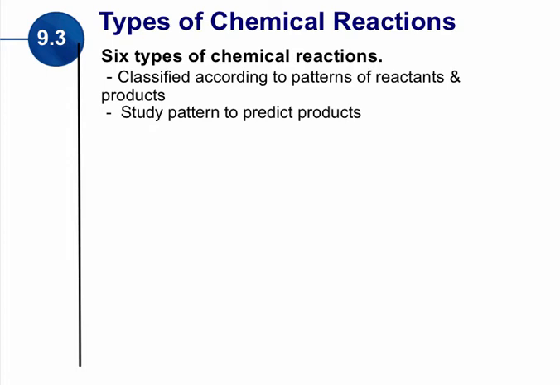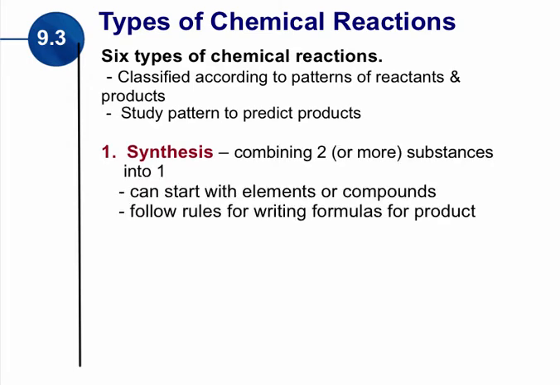And in chemistry, what we really want to be able to do is take 2 or more reactants and be able to predict what we're going to get. And science is all about prediction. Well, the first type of reaction is the easiest type. It is called a synthesis. And a synthesis reaction is when we have 2 or more substances and they combine, they synthesize into one.